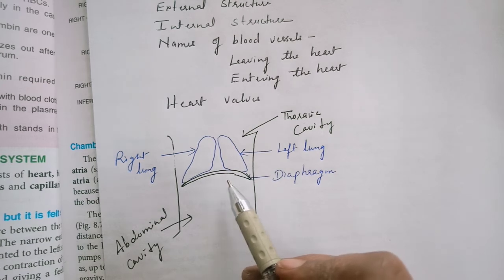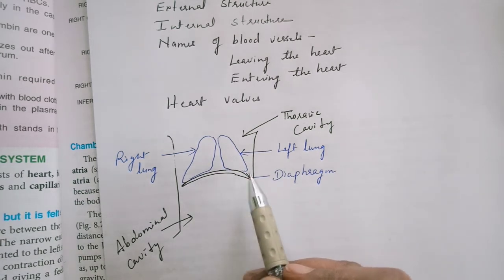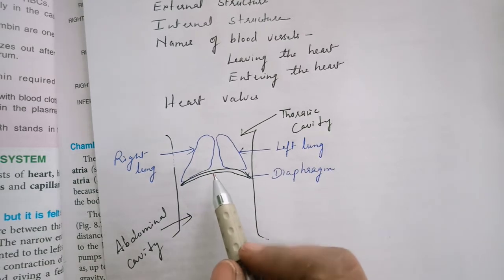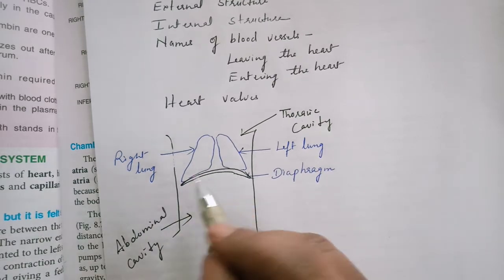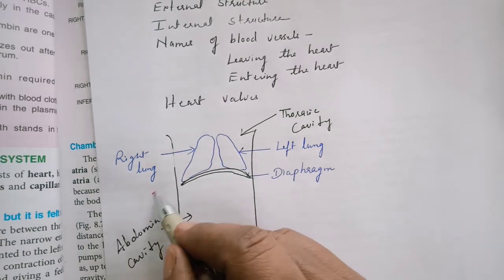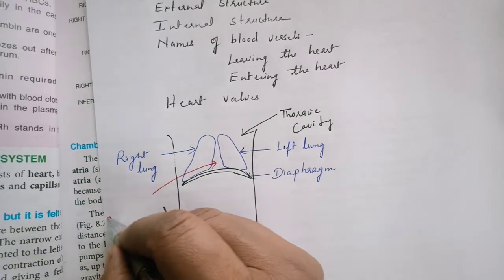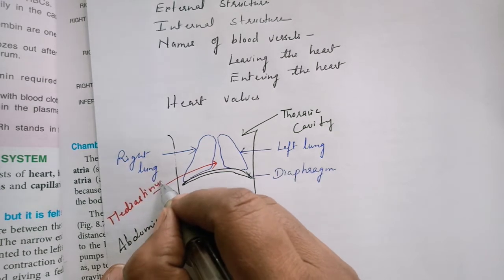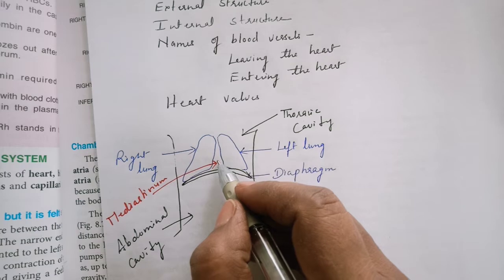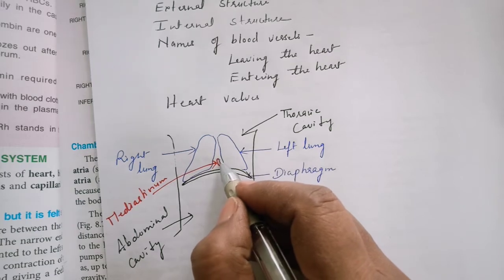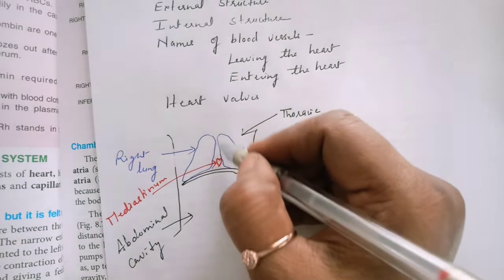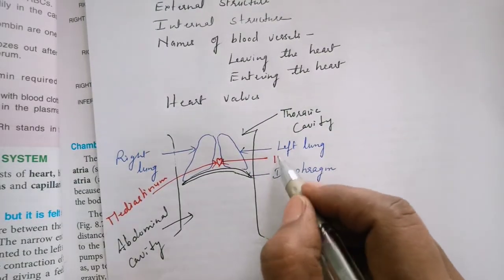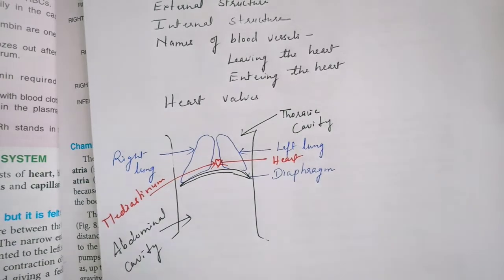Now look at this figure. Here we can see the diaphragm and the left lung and the right lung. Now it is very clear in this figure that between these two lungs there is a small space. This space is known as mediastinum. Okay, and it is in this space that the heart is very safely lodged, in the center of the thoracic cavity. Let me write it as heart over here.